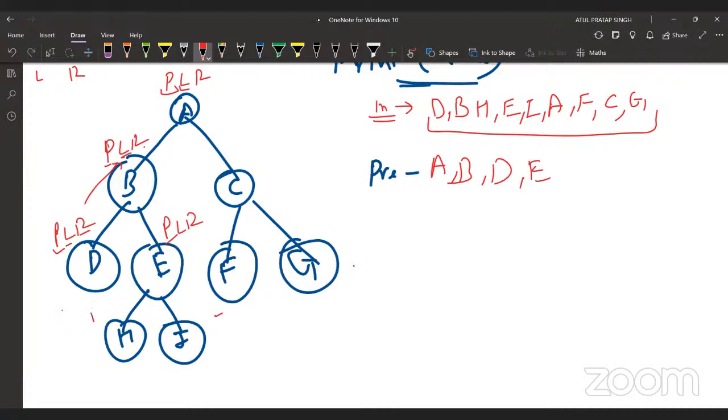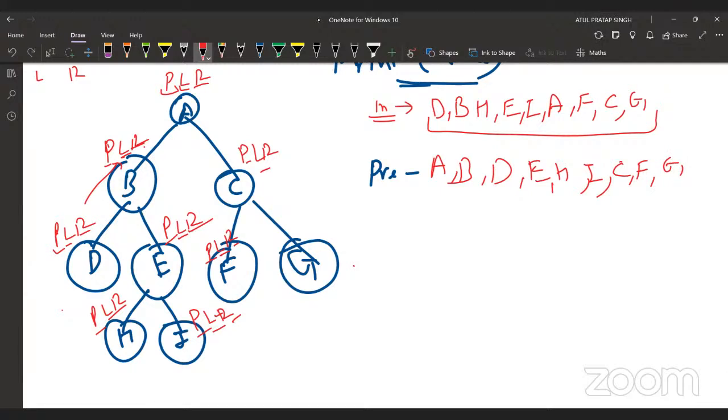Now left, so P, L, R. Now H is printed. Now there's no right. All of this part is completed. Now the left part is completed. Now right, P, L, R, so I is printed. Now all the left is completed. Now we will move to the right part. So P, L, R, so C is printed. Now left, F is printed. P, L, R, all completed. Now right, G is printed.